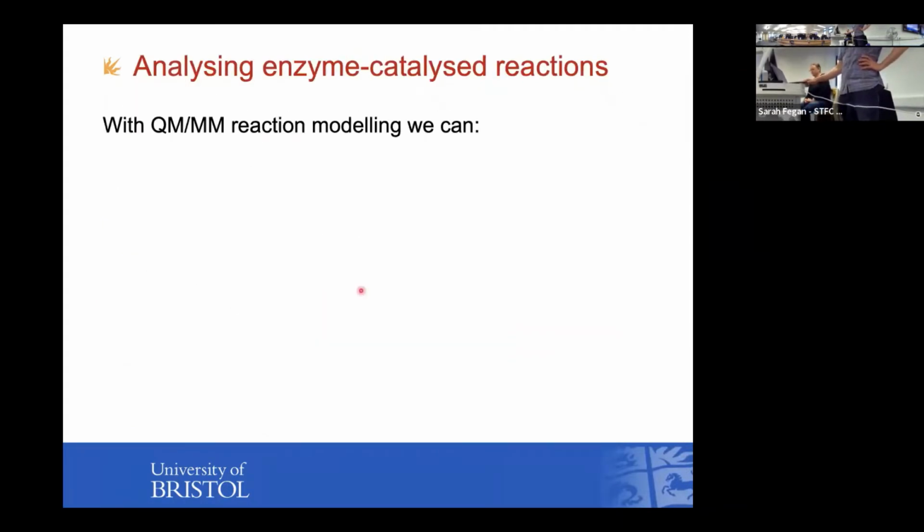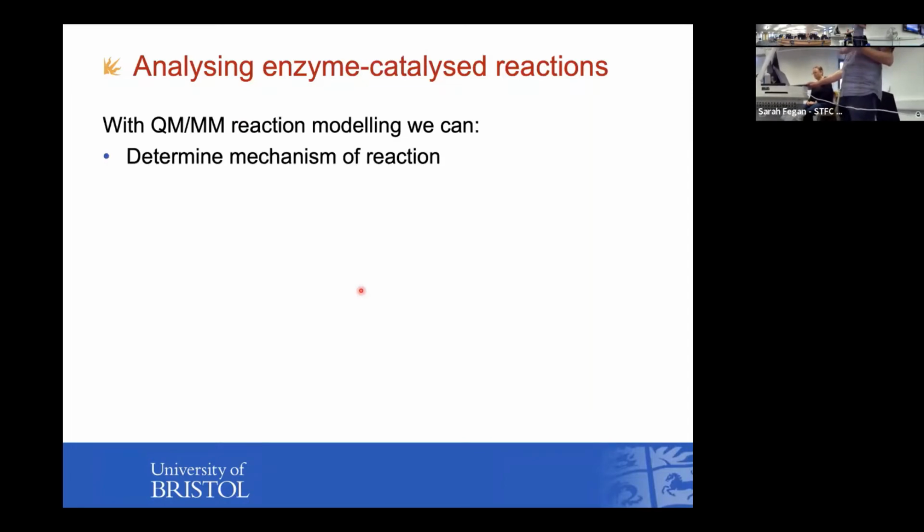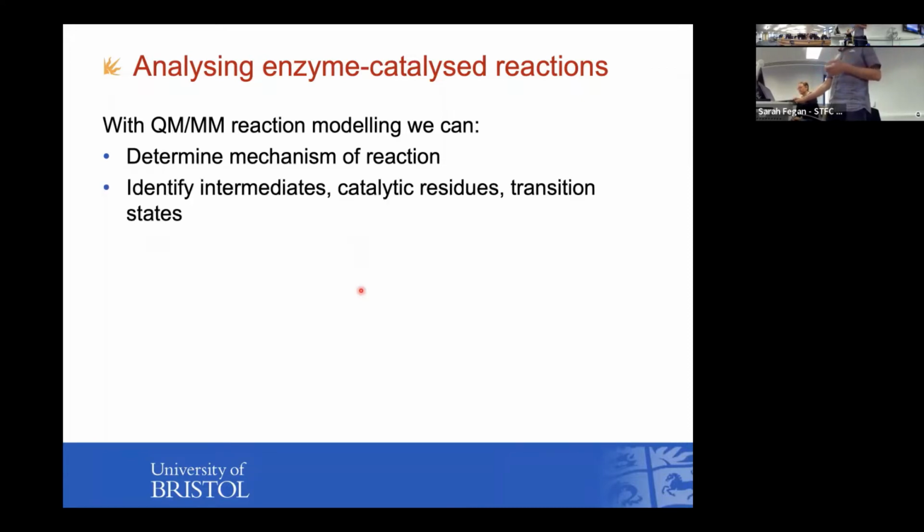Okay, so we're going to look at an enzyme-catalyzed reaction in the workshop, and we're going to actually do some analysis of that. So these are all things that we can do in principle with QM/MM reaction modeling. We can determine the mechanism of a reaction. That's mostly done by following all the different mechanisms that you think are plausible, and seeing what the relative energy barriers are. It's like, okay, this is clearly the lowest energy barrier, it must be this.